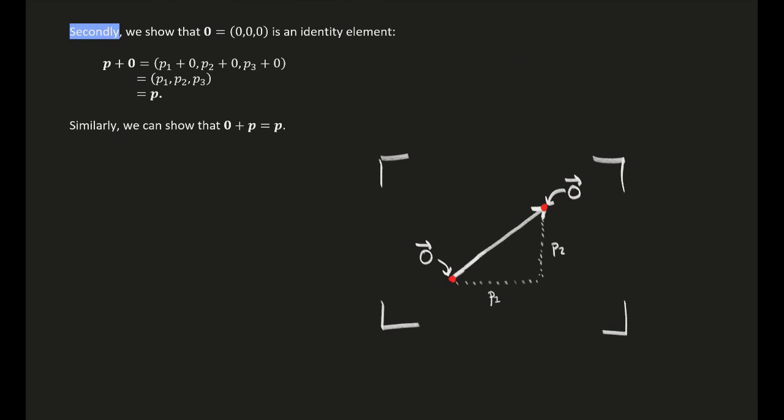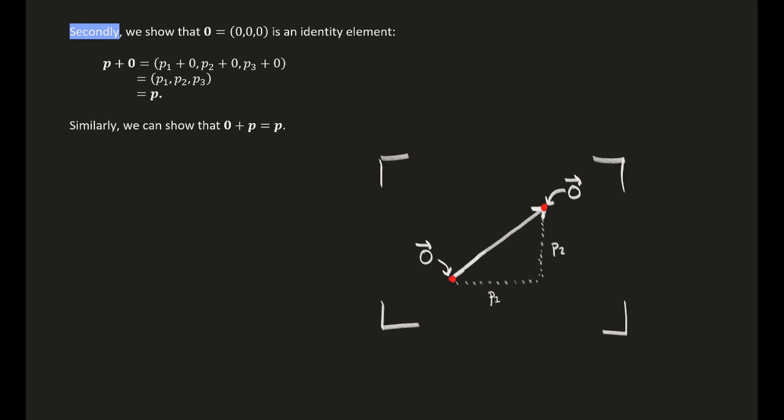Secondly, we need to show that there's an identity element in R3. And of course, that identity element is just the origin, 0, 0, 0. We can check by writing P plus 0, the origin, in terms of coordinates, and then using the fact that 0 is the additive identity of the real numbers to return just p for that addition. The same rules apply to the equation 0 plus p equals p, and that gives us the identity element.